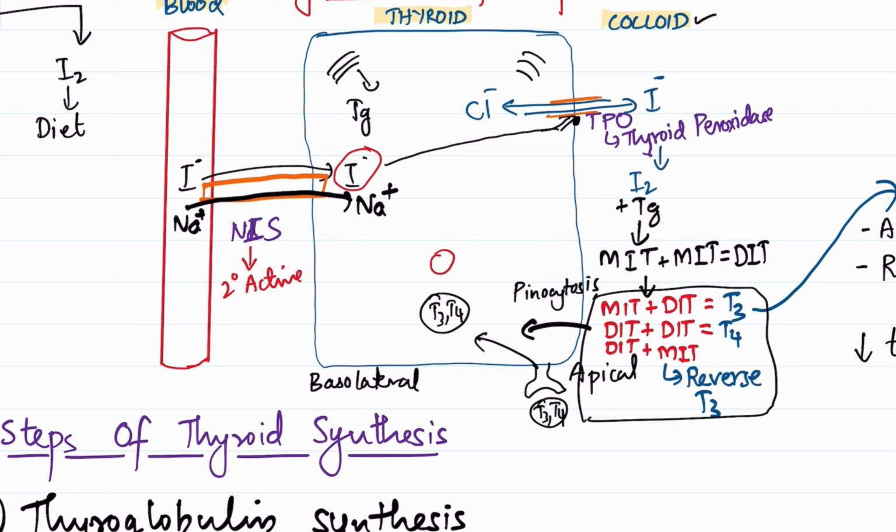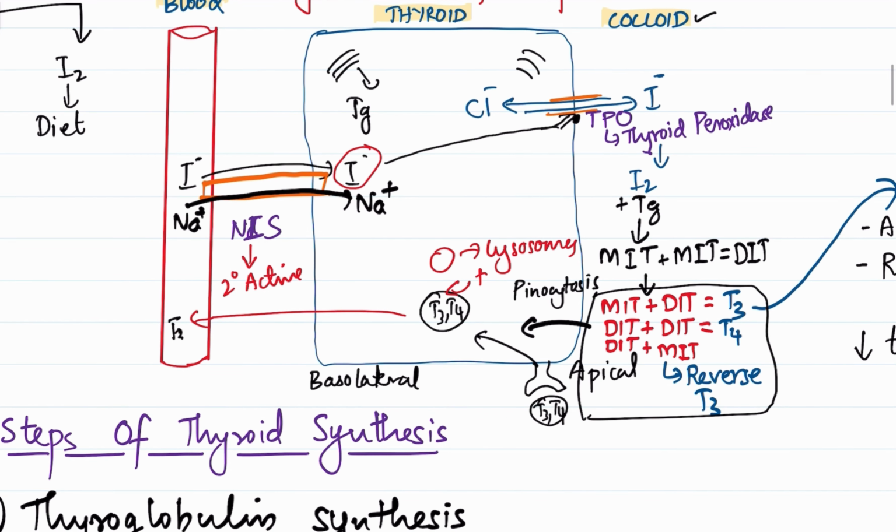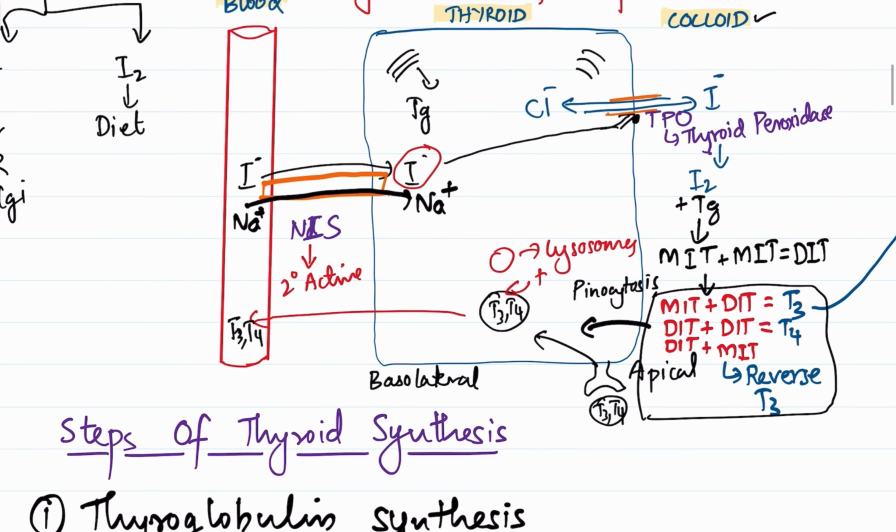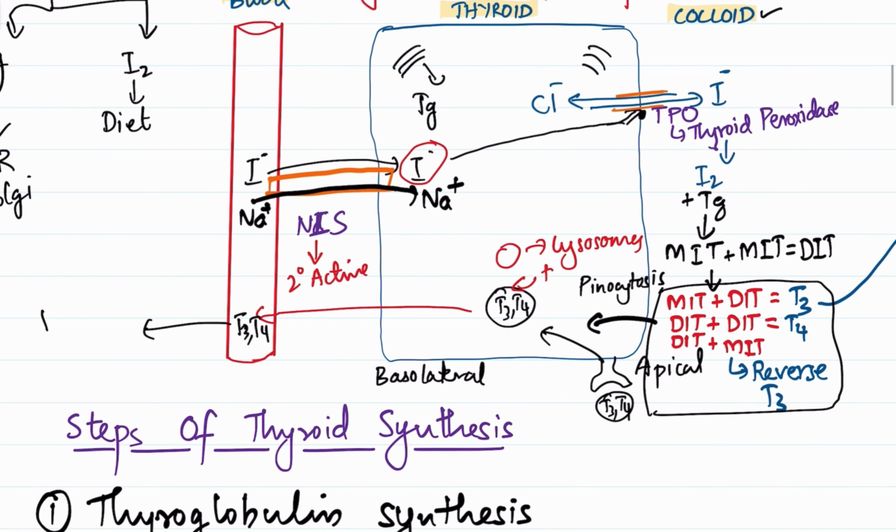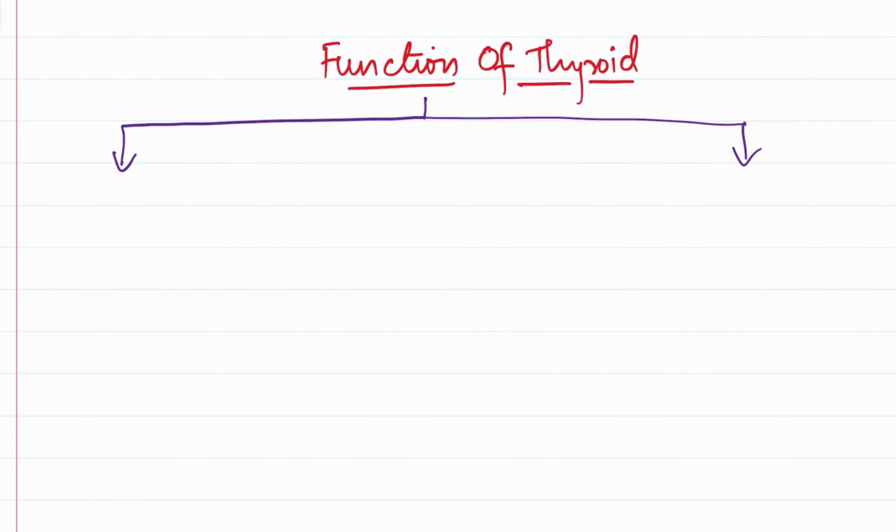And then the lysosomes will fuse with the vesicles containing T3 and T4, and the hormones are broken down and released into the bloodstream. So that's how T3 and T4 enter into the blood, and the ratio of T4 to T3 is 10 to 1. Therefore, T4 is released 10 times more than T3. So that's about the synthesis of thyroid hormone.